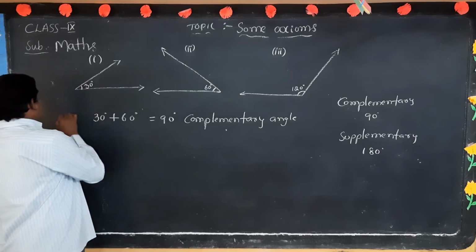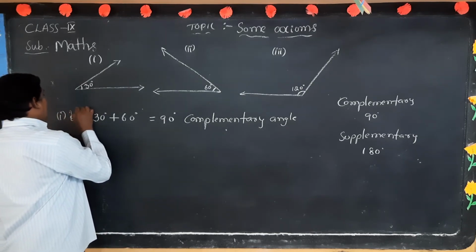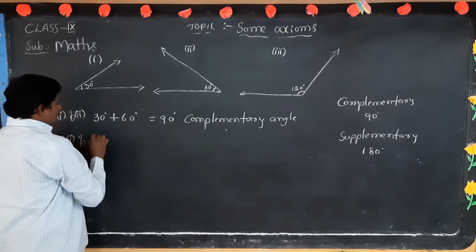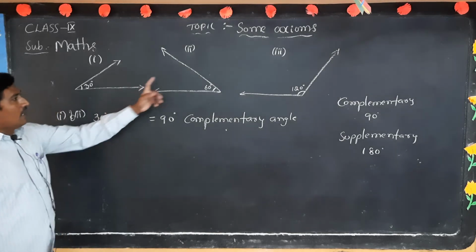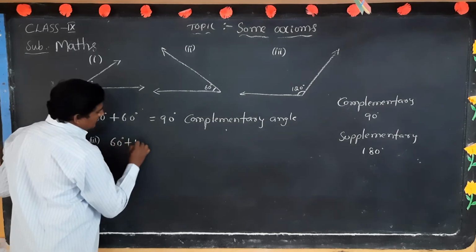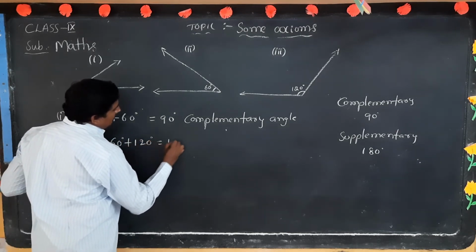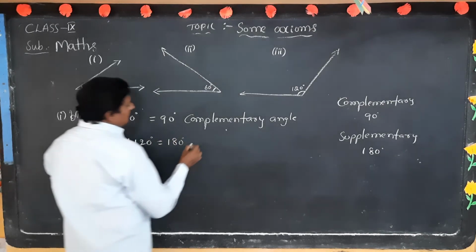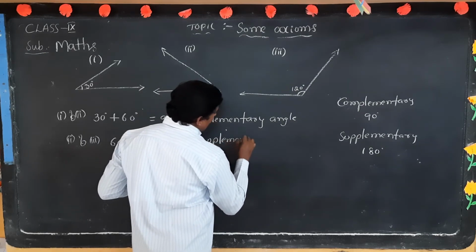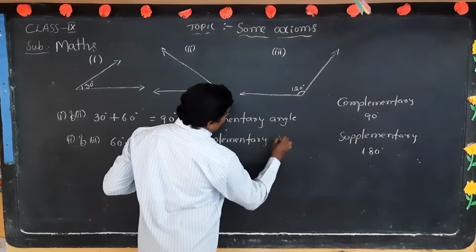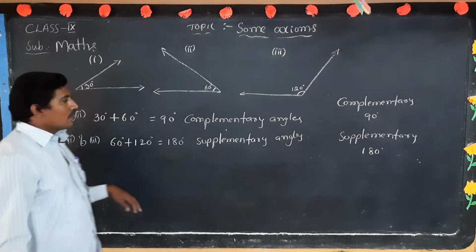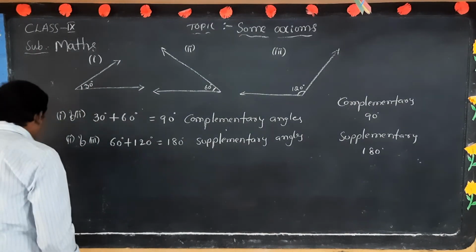Here we added the first diagram and the second diagram. Now we are adding the second diagram and the third diagram. These two adding means 60 degrees plus 120 degrees is equal to 180 degrees. 180 degrees means supplementary angles.